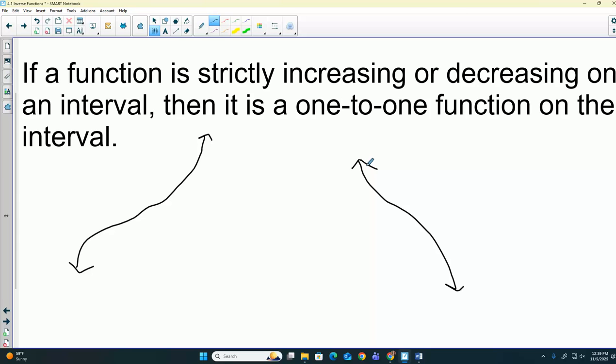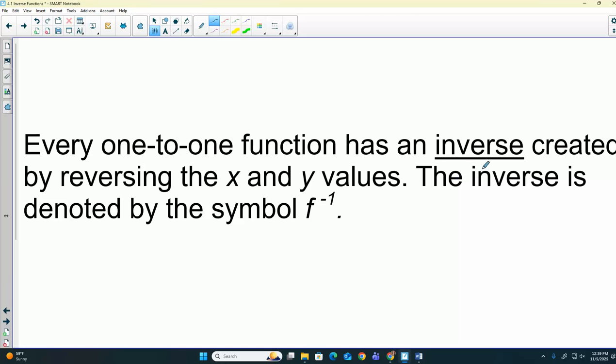Now we care about one-to-one because if a function is one-to-one, we can find the inverse, which is our big goal with this section. Inverses are what happen when you flip x and y. The reason it has to be one-to-one is if it wasn't, and you flipped x and y, you would no longer have a function, because then x would repeat. So it has to be one-to-one in order to find the inverse.